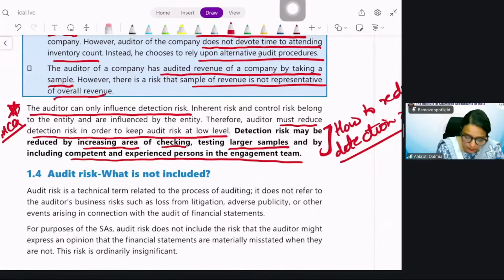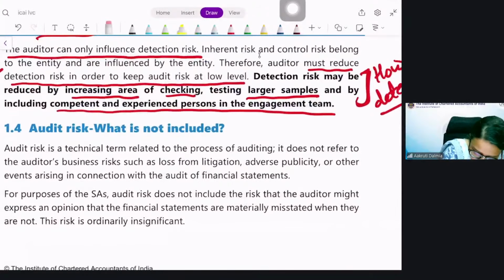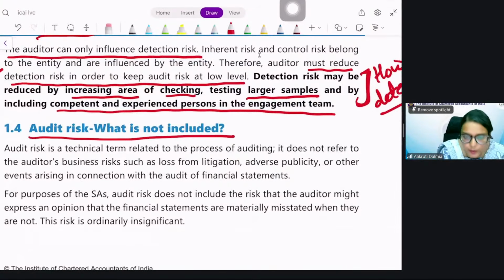Very important topic. Audit risk, what is not included? We have studied what is audit risk, but what is not audit risk? Is audit risk a legal word? Is it defined in any law? No. It is like TCWG.